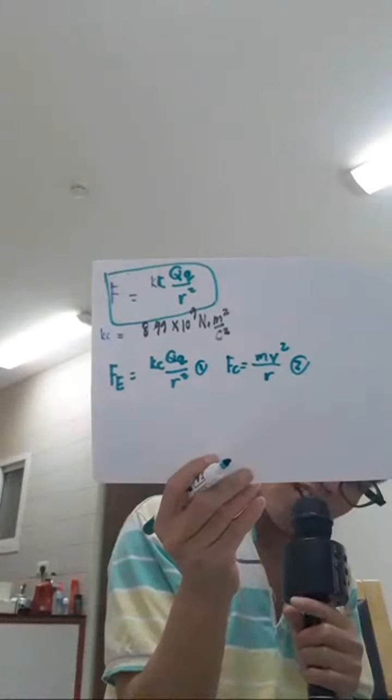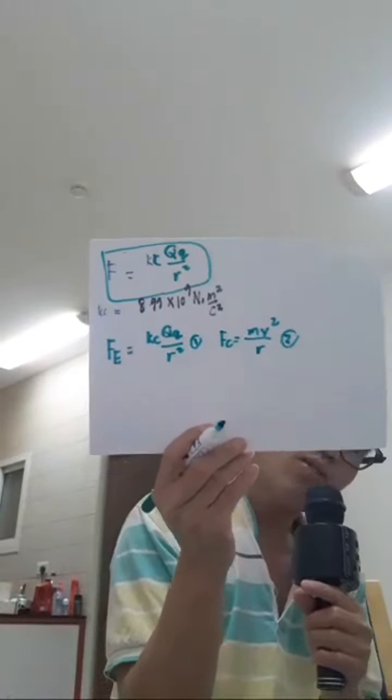And we have the centripetal force also. Again, mv squared over r. So that's just it, equate. Okay, this is our equation 1, or equation 2. Take a look at me now, because there's just an empty space. Okay, so I say Kc Q squared over R squared is equal to mv squared over R.